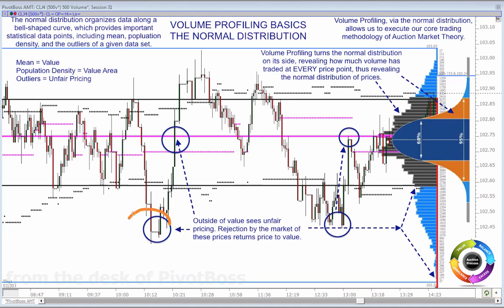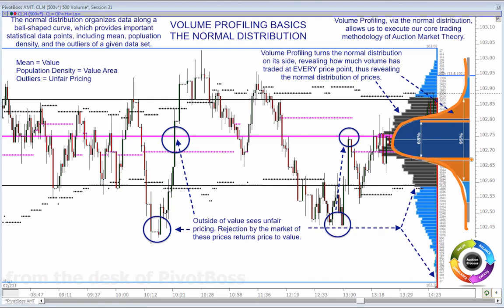And as you look here, once we get outside of value, by any measure there, all of these price points are then carried back to value. Now it's not always perfect, but eventually price either goes back to value or it moves on and seeks new value, as we know. So this is the normal distribution. It's the curve right here that organizes all the prices for us.